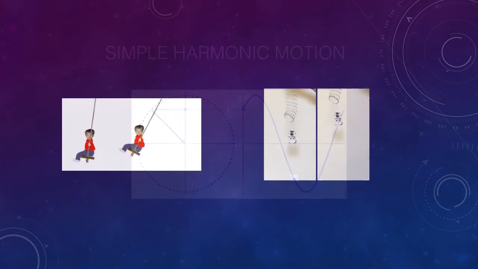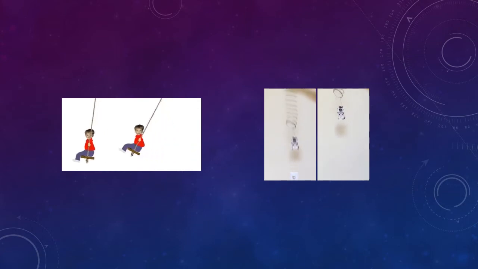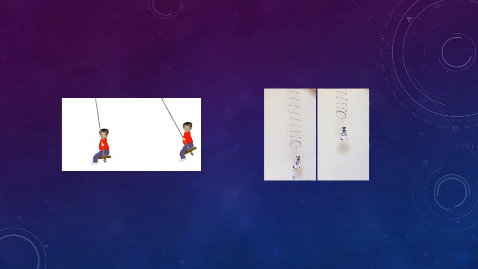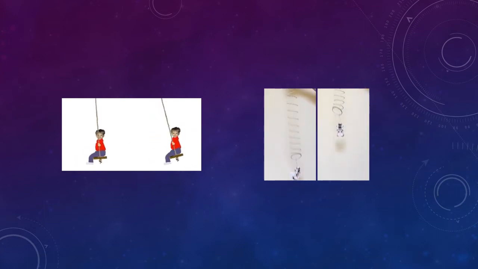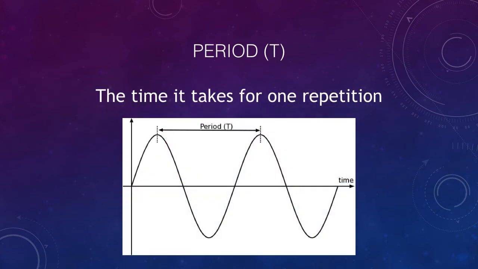With periodic motion, the time it takes for one cycle is independent of how the amplitude changes. In other words, the time it takes for one vibration remains constant no matter how high or far a child moves on a swing or how far a robot on a slinky bounces. The time it takes for one repetition is called the period.